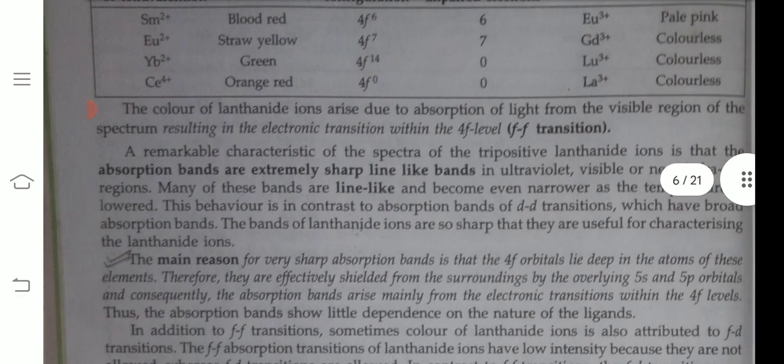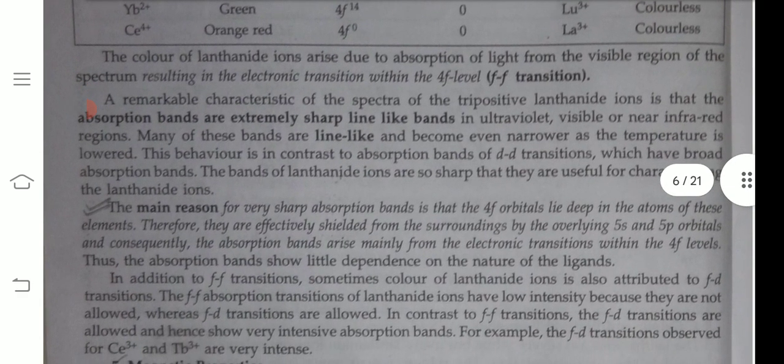The color of the lanthanide ions arises due to the absorption of light from the visible region of the spectrum, resulting in electronic transition within the 4f level. A remarkable characteristic of the spectra of tri-positive lanthanide ions is that the absorption bands are extremely sharp, line-like bands in the ultraviolet, visible or near infrared regions. Many of these bands are line-like and become even narrower as the temperature is lowered.